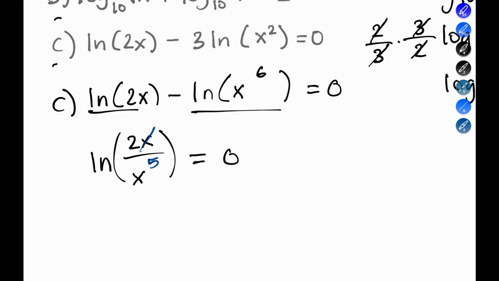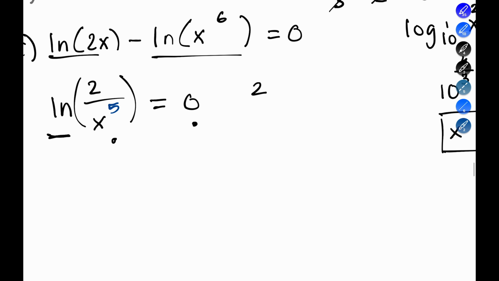So now we're left with this. And you're probably thinking, how can I solve for x? And the answer to that is that the natural log of something is equal to 0, and that something has to be 1, because that is how natural logs work. Natural log of 1 is equal to 0. So now we have the equation 2 over x to the power of 5 is going to be equal to 1.